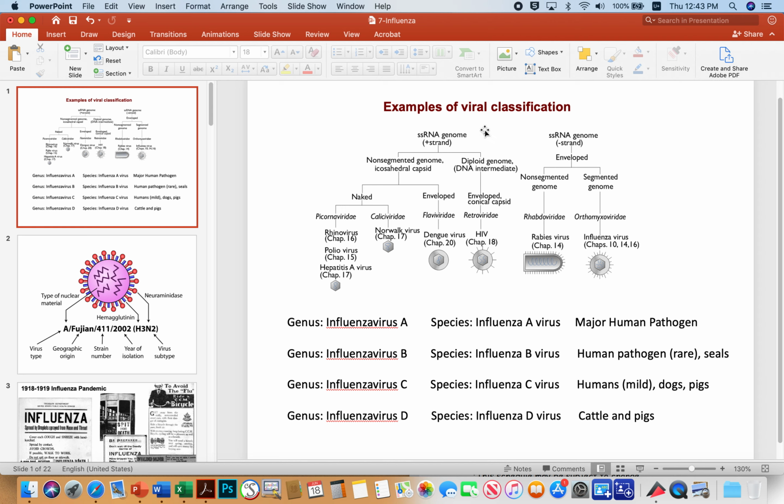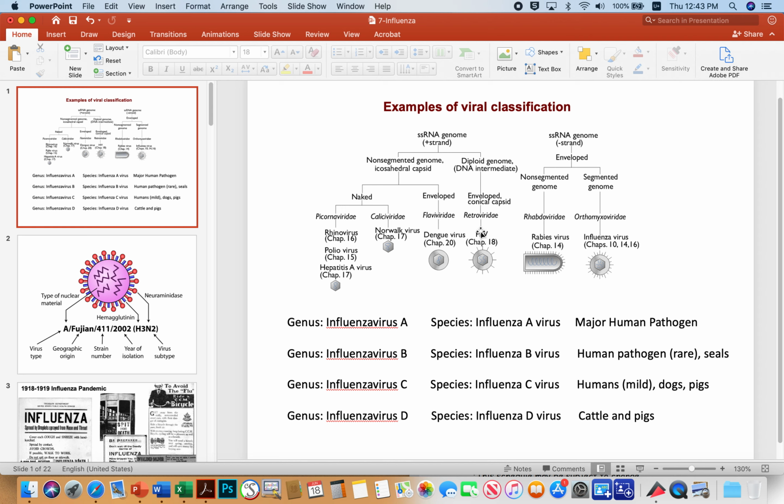So here's another virus that we'll be talking about, HIV, and you can follow that through. These are plus-stranded RNA viruses. They have a diploid genome, meaning they have two copies of their RNA in the genome. They do have an envelope. They have a conical capsid, so it's shaped like a cone essentially. And they are in the family Retroviridae.